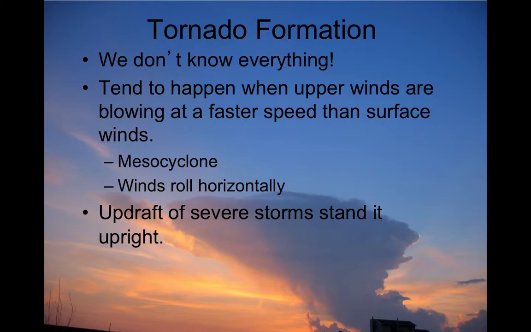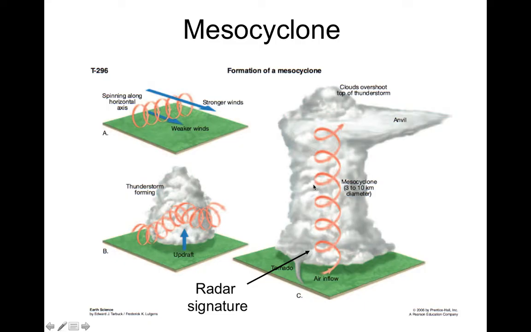So just for tornado formation, know that we don't know everything. It takes 2 things: a mesocyclone and an updraft. And so a mesocyclone is when upper winds are blowing at faster speeds than surface winds, and it causes those winds to kind of roll across the surface. So here we kind of see this upper wind is going much faster than this bottom wind, and so you see this kind of rolling along the surface of the earth.